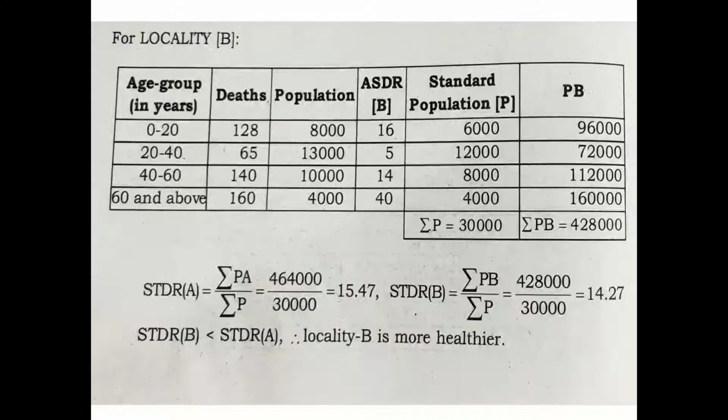140 divided by 10,000 into 1000, which is equal to 14. 160 divided by 4000 into 1000, which is equal to 40.